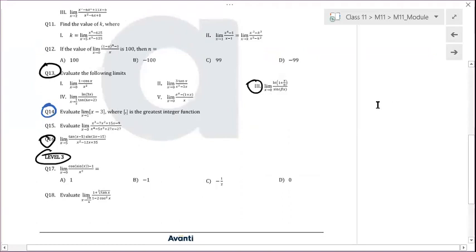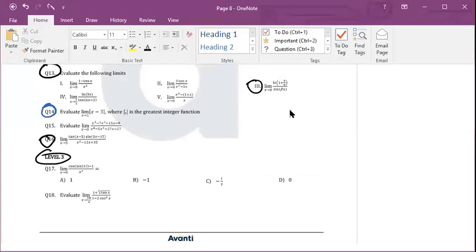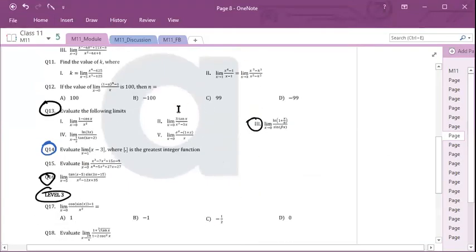It is limit x tends to 0 ln 1 plus x by a divided by sin beta x. Then there are 5 questions inside it. Okay, fine.